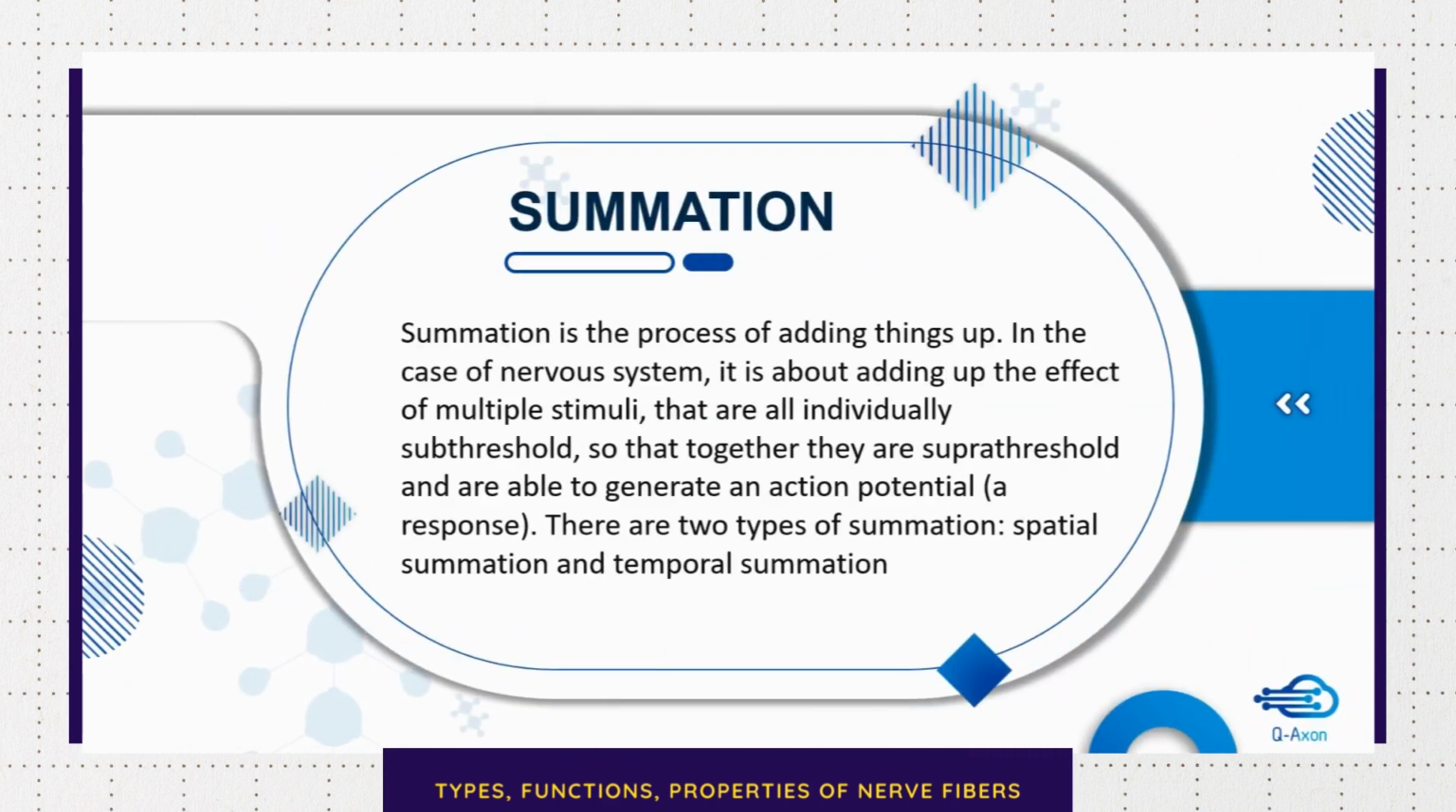Summation is an important and interesting property. We will learn about this in much more detail in the context of synapses. Essentially, summation refers to things adding up. So often when there are many subthreshold stimuli, individually they cannot generate an action potential in the nerve. The nerve cannot respond, but they can add up to reach threshold and generate an action potential. That is how summation works. There are two types of summation: spatial summation and temporal summation. These will be discussed in detail when we discuss synapses.